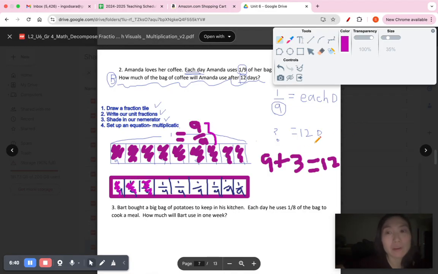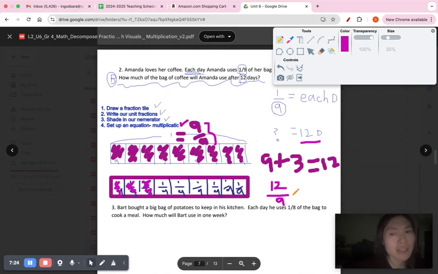And I'm going to stop right there because each day she's drinking 1/9, but she wants to know how much coffee after 12 days. So now that I've shaded in all the coffee she drank for 12 days, how can I show this as a multiplication equation? Now I'm on my last step here. I know my numerator that I shade in will keep increasing while my denominator, the total number of equal parts, did not change at all. So I'm going to write the total amount will be 12/9 because that's what I counted after I shaded in.